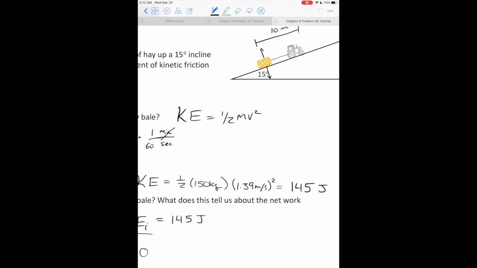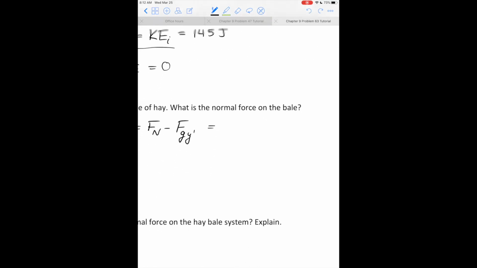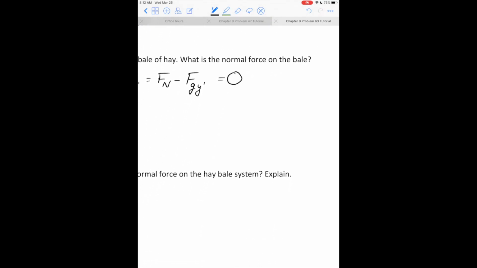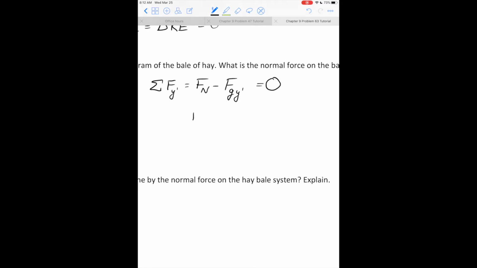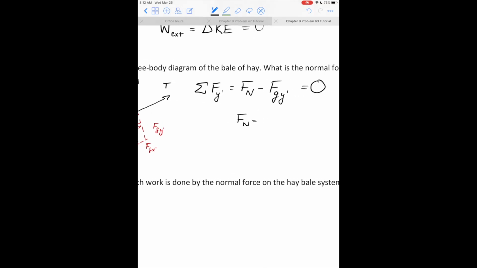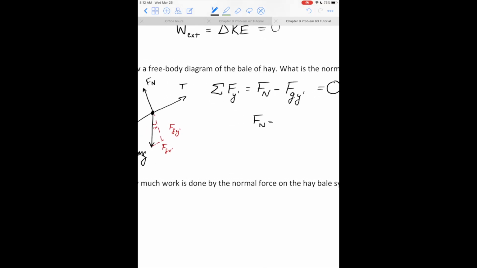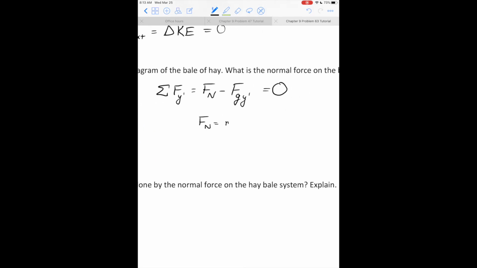And I would say no for both of those. So the net acceleration is going to be 0, which allows me to say that the normal force is equal to the y prime component. The y prime component of gravity is our adjacent side to this angle. So I'm going to use cosine. I'm going to say mg cosine of 15 degrees.